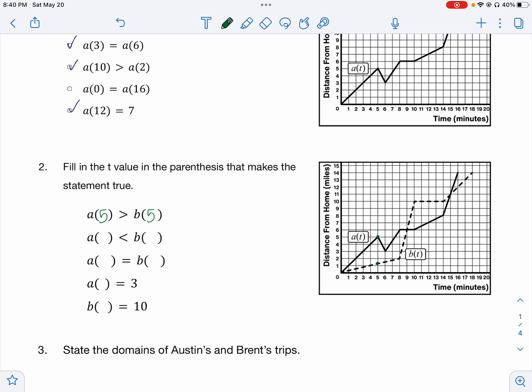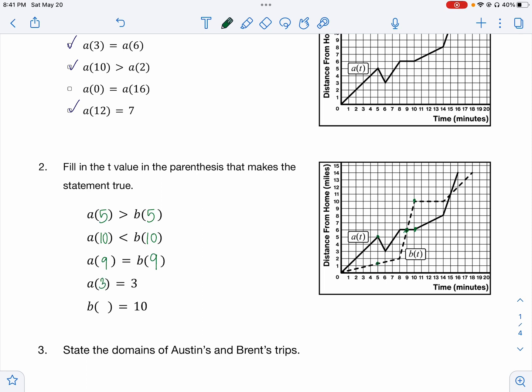Where is A of t less? We could say at 10, right here, then B of t is greater. Where are they equal? That's going to be wherever they cross. So an example would be at 9, another example would be at 15. Where does A equal 3? At 3. There's another option too, but at 3 is one option.